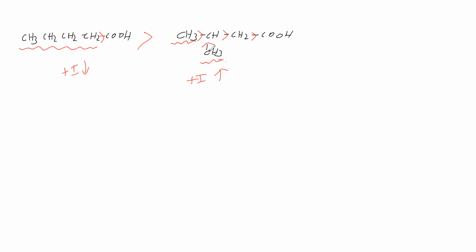If the CH3 group goes still closer to the carboxylic acid, what will happen to acidic strength? Think about it. If the alkyl group goes still closer to the carboxylic acid like this, plus I effect increases still more. That means acidic nature decreases still more. Therefore, this acidic nature is even less than this. So like this acidic strength is there.